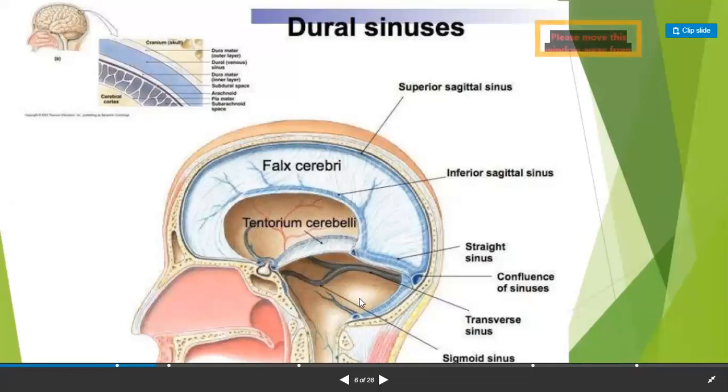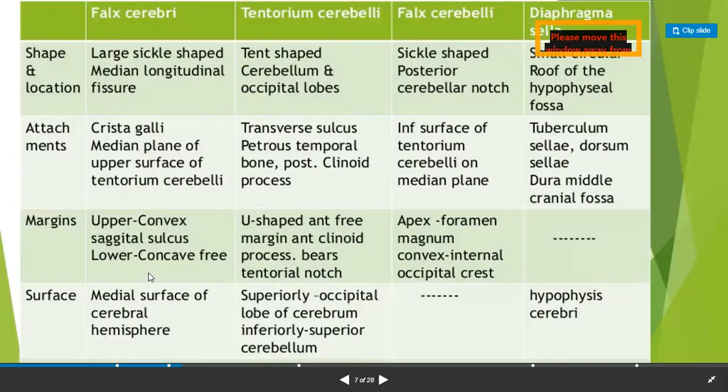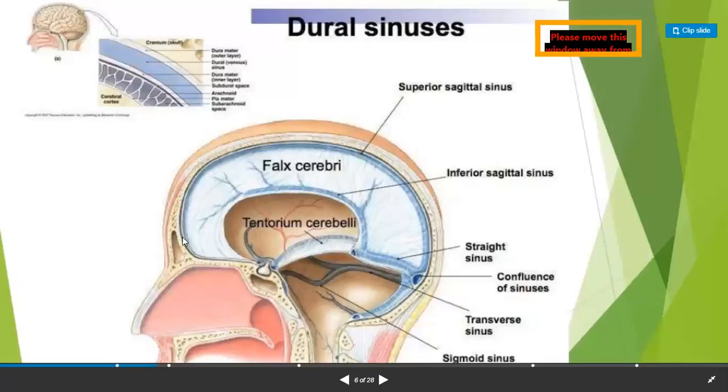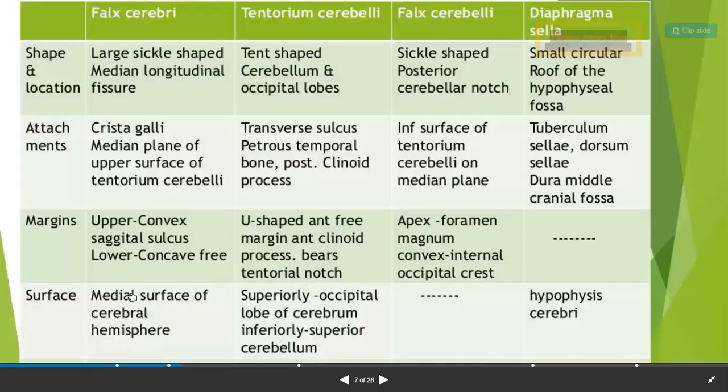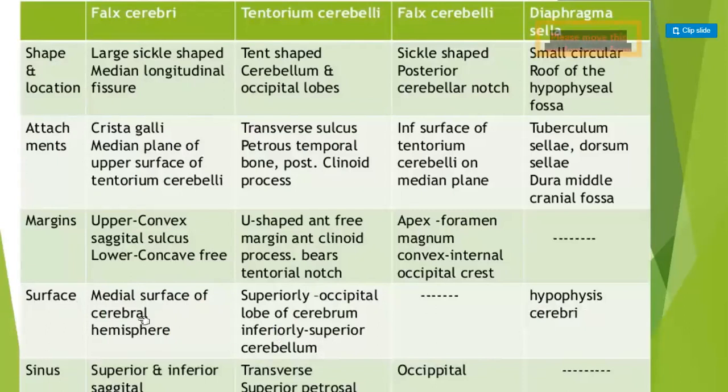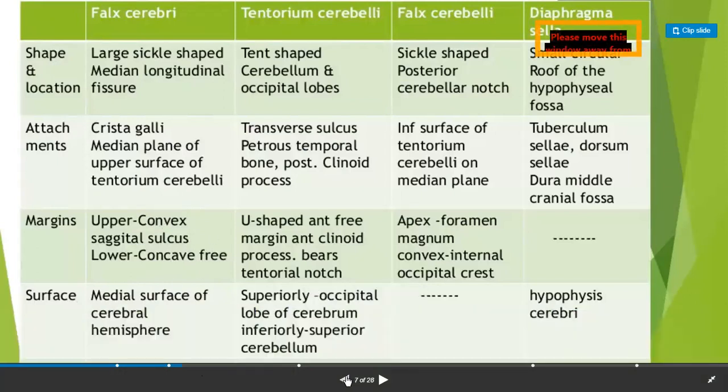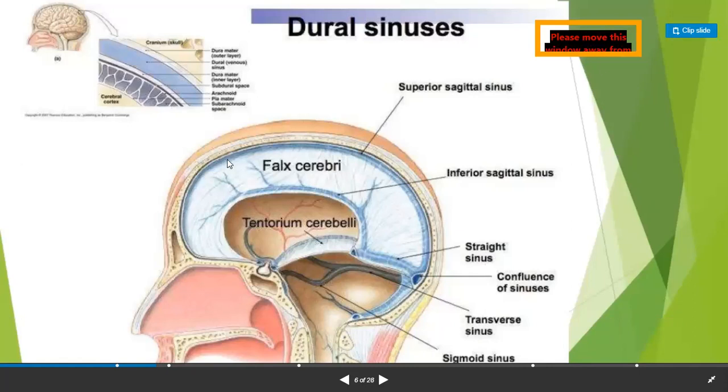Posteriorly, this is the cut point of the tentorium cerebelli where it is attached. Of its margins, the upper is convex and attached to the sagittal sulcus, and the lower is concave and free. The lower one is related to the inferior sagittal sinus. The surface of the falx cerebri is related to the medial surface of the cerebral hemisphere, and it is related to the superior sagittal sinus and the inferior sagittal sinus.